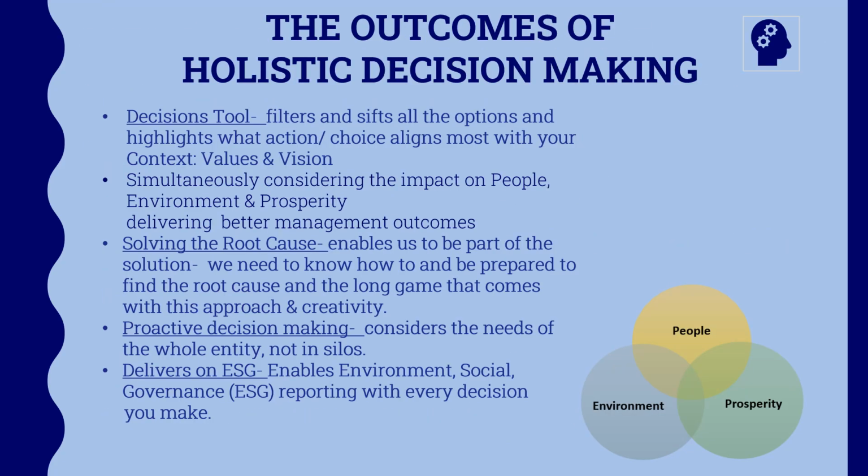And then the outcomes of our holistic decision making. We have the decision tool. It helps filter and sift all the options and highlights what action aligns most with our context. And in summary, those testing questions check the people, the environment, prosperity, viability, the root cause, our head, our heart, the future, and the present. And so we are simultaneously considering the impact on people, environment, and prosperity, delivering better management outcomes and solving the root cause. Being able to be part of that solution, we need to know how to and be prepared to find the root cause and the long game that comes with this approach and creativity.